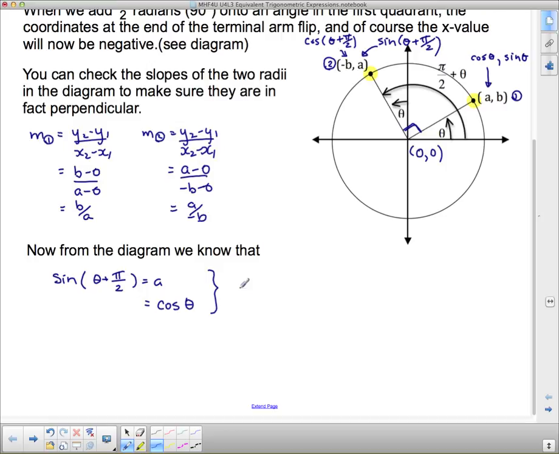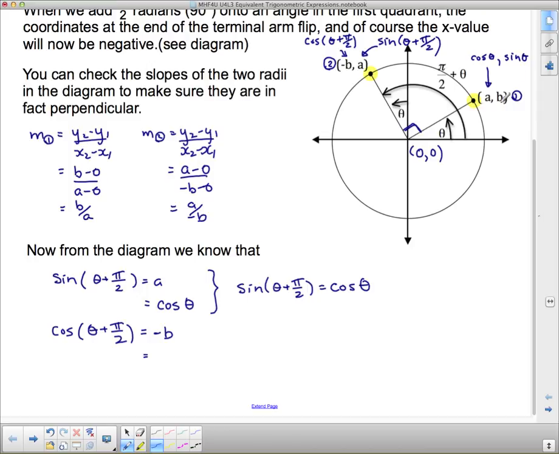When we put it all together, it means that the sine of theta plus pi by 2, or pi by 2 plus theta, equals the cos of theta. Okay, what else does this mean? Well, if we take a look at B, these two B's are the same number. So if we take a look at the cos of theta plus pi by 2, the cos of theta plus pi by 2 equals negative B.